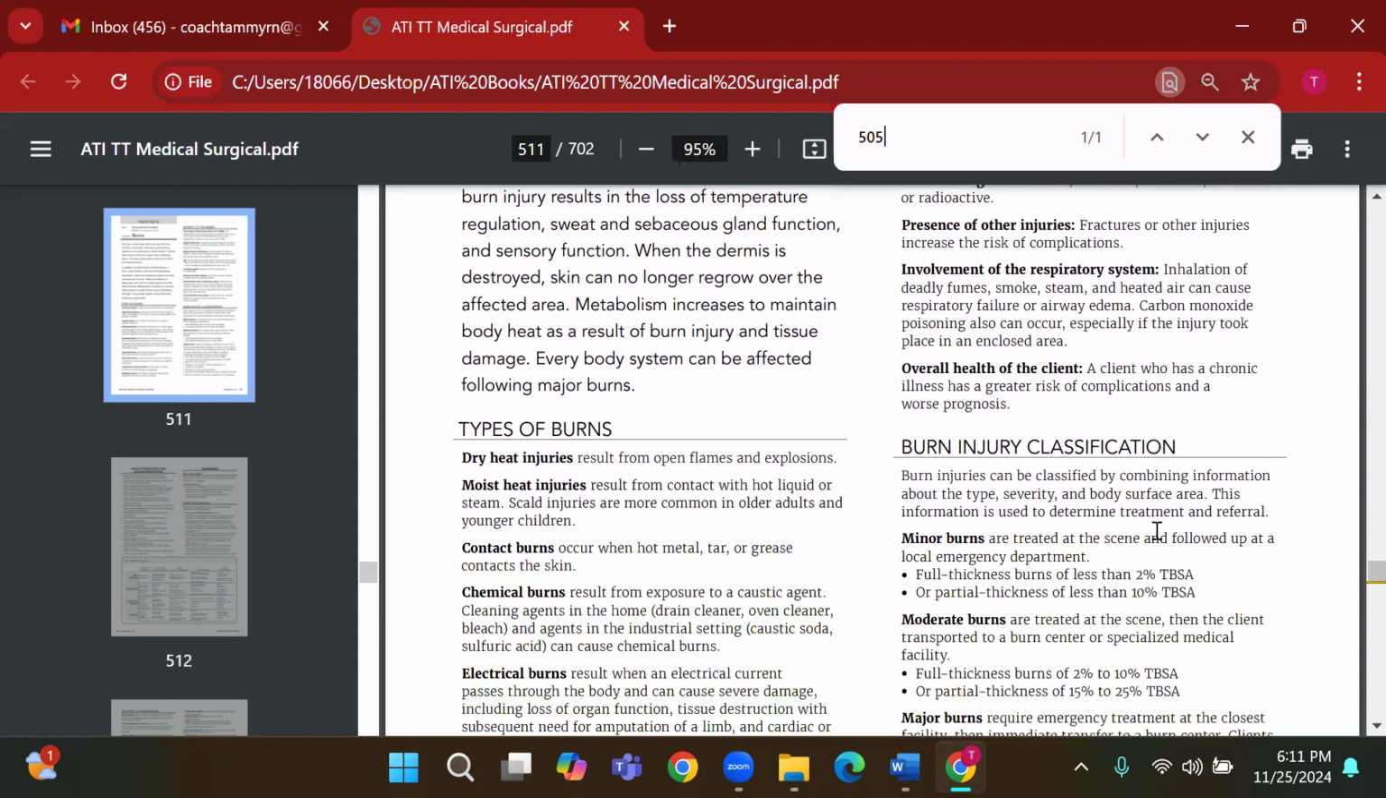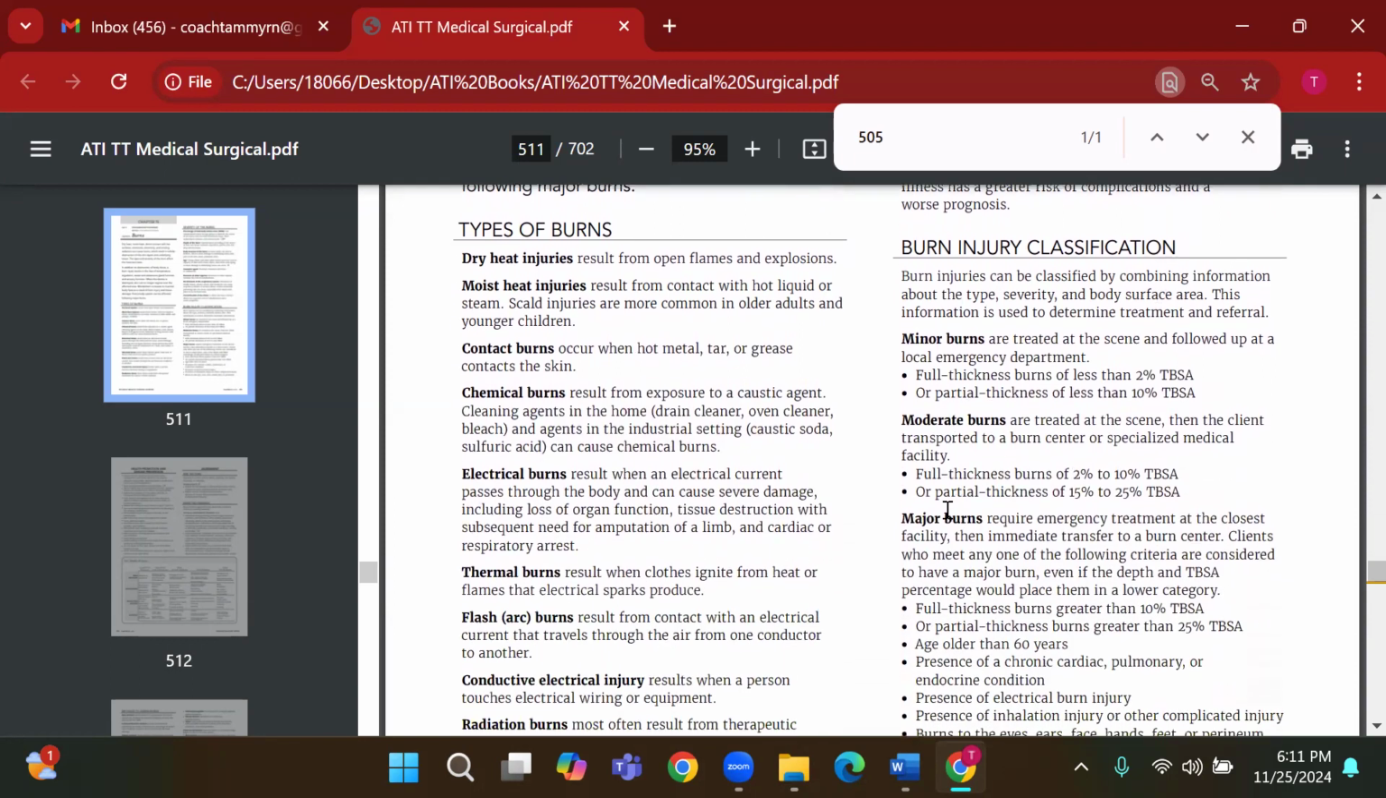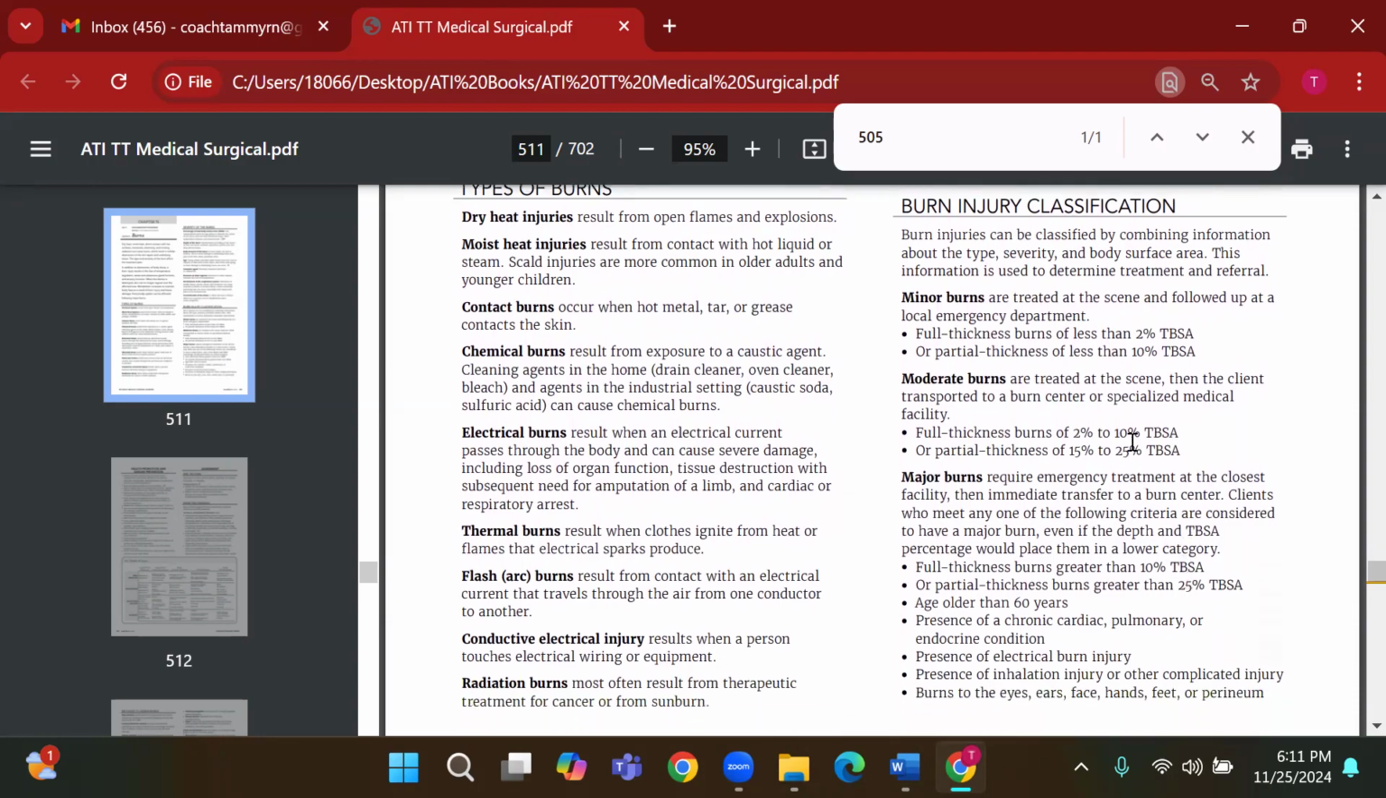So when we look at this here, we've got different kinds of burns: minor burns, moderate burns, and major burns. And how they classify these is by the total body surface area of the burn, right?